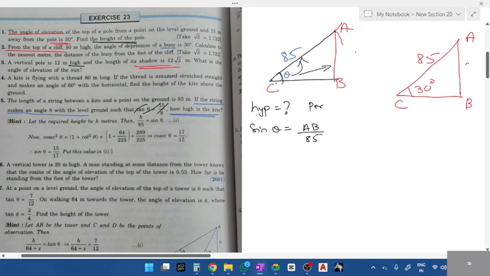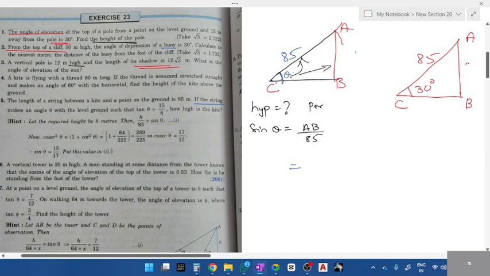Okay, fine. Fifth question, 85 is given. What we need to find here, students? Which is the height of the kite? AB. We need to find the value, right? Which angle from vertex C, theta, is given? Which formula do we use for hypotenuse and perpendicular? Sin theta is equal to AB by 85.